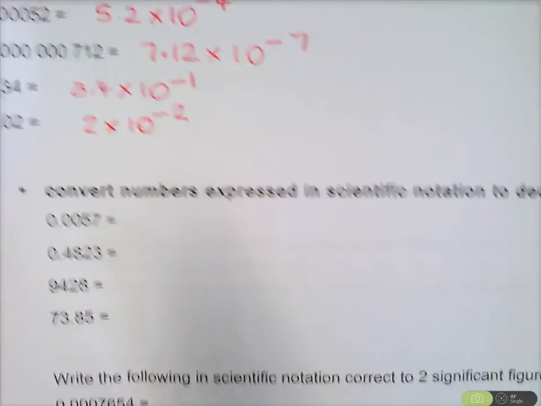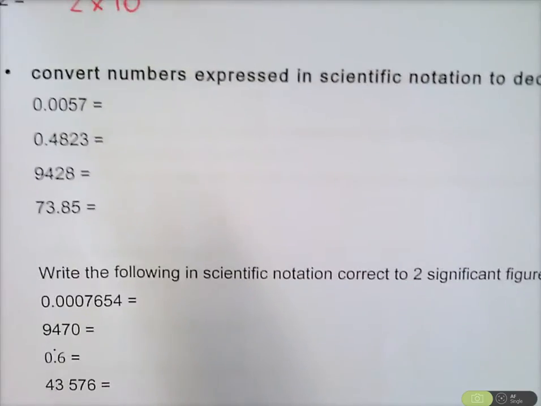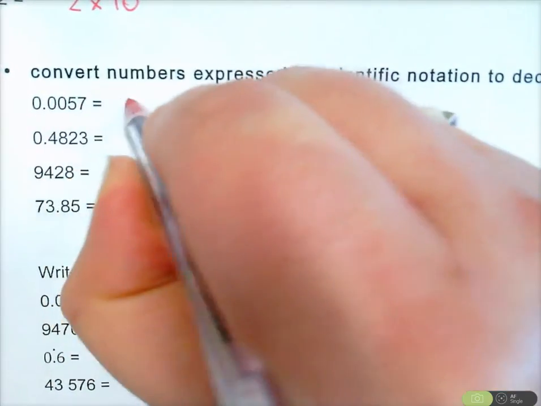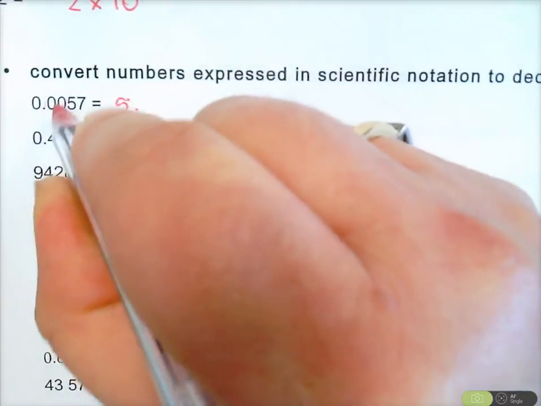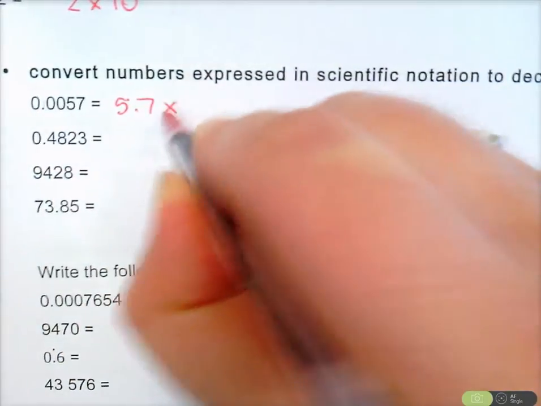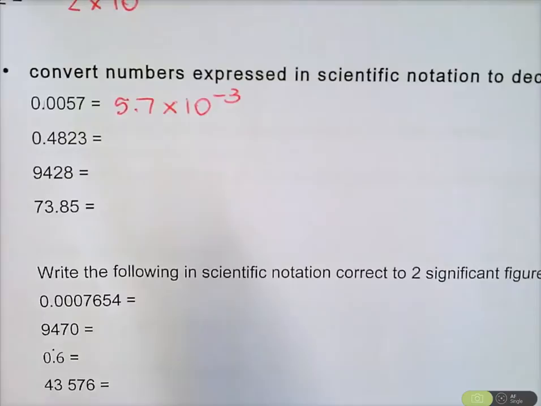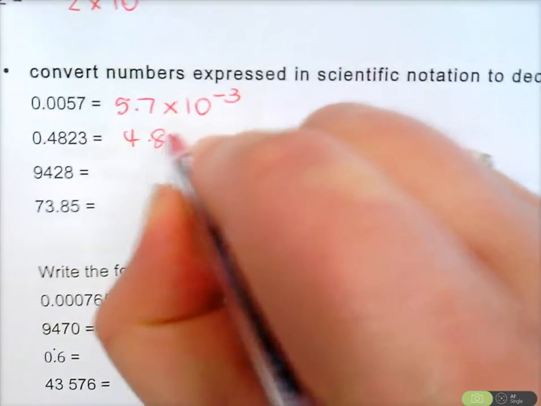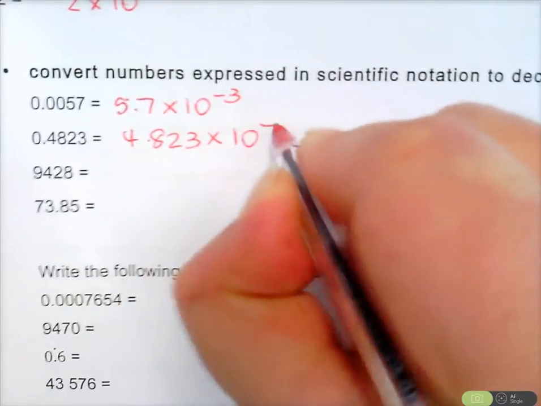All right, now convert, we've got some mixed ones. Convert these to scientific notation. So, is this going to be a positive or a negative one? How many jumps? 3, so 5.7 times 10 to the negative 3. What about the next one? How many jumps? 1. 4.823 times 10 to the negative.